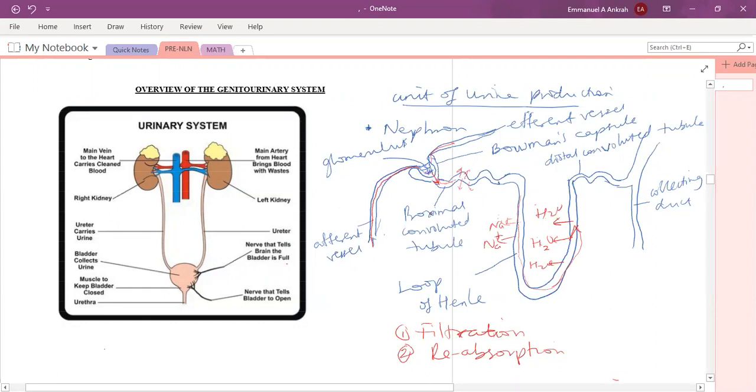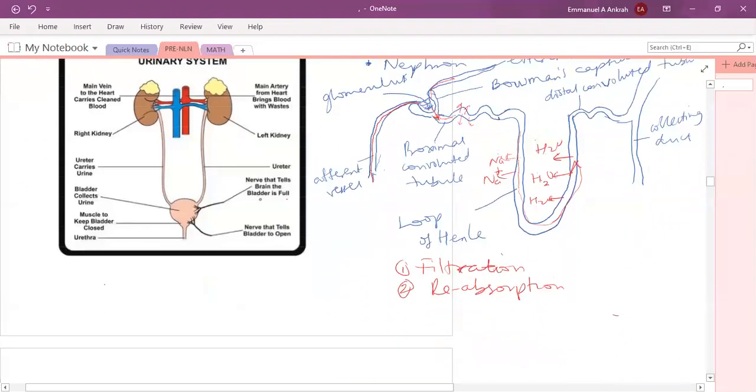And then when you get to the distal convoluted tubule, that's what we call secretion. Secretion, the distal convoluted tubule. So that's what we call secretion. That's the third step. Third step is secretion.